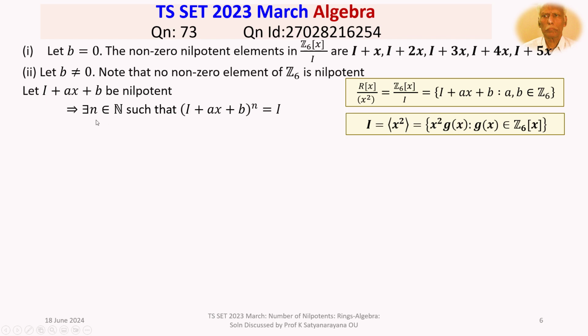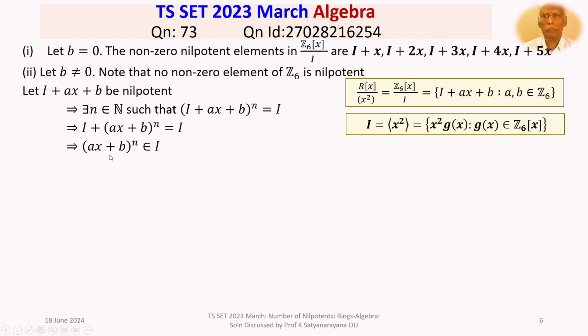So there exists a natural number n such that (I plus AX plus B) to the power of n is I. Now multiply I plus AX plus B by I plus AX plus B, like that n times. That will be (I plus AX plus B) to the power of n equal to I. So (I plus AX plus B)^n = I will imply (AX plus B)^n belongs to I. Right, (AX plus B)^n belongs to I.